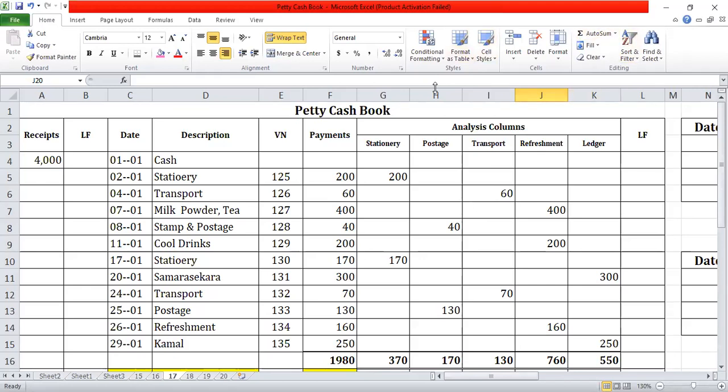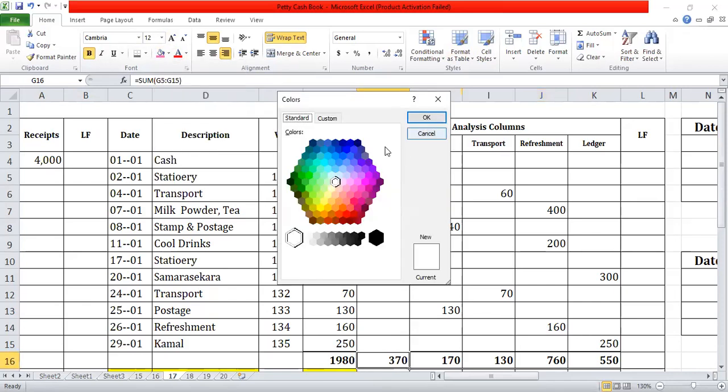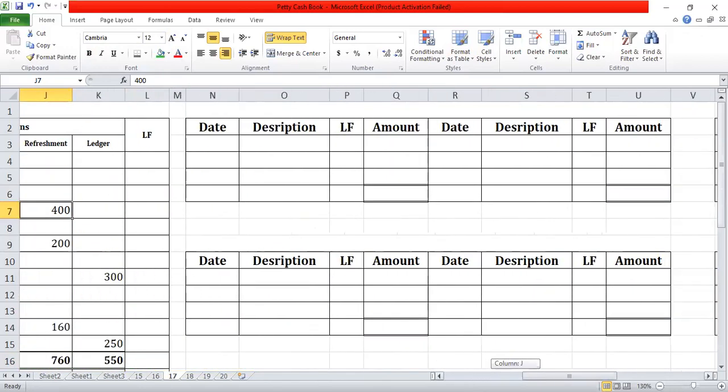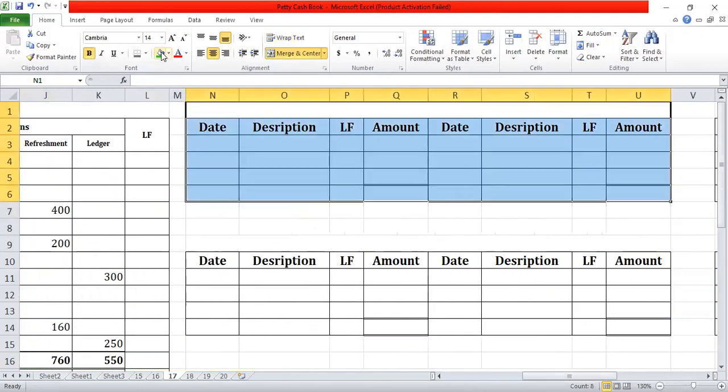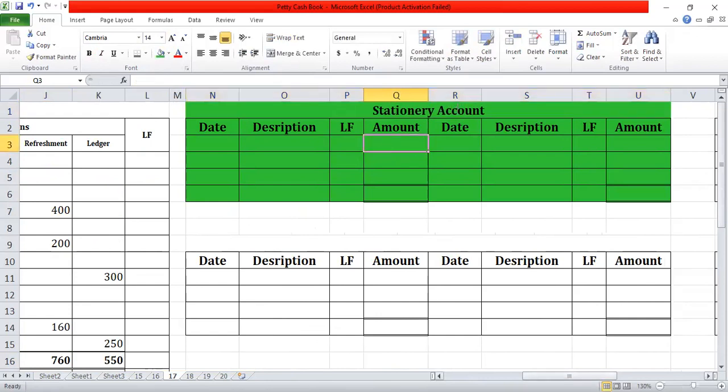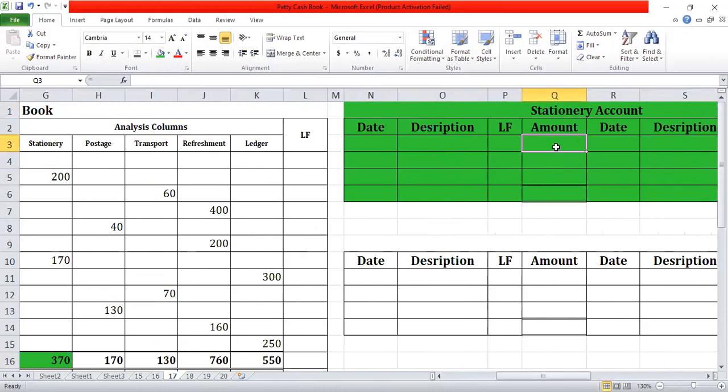Okay, good. Now I'm going to transfer the total of stationery. Stationery 370. Today, I'm going to name one account. This is the stationery account. Okay. So debit 370 here. Description.